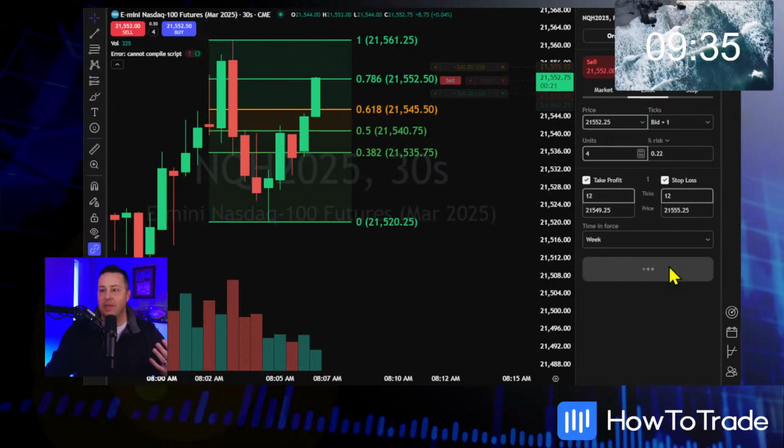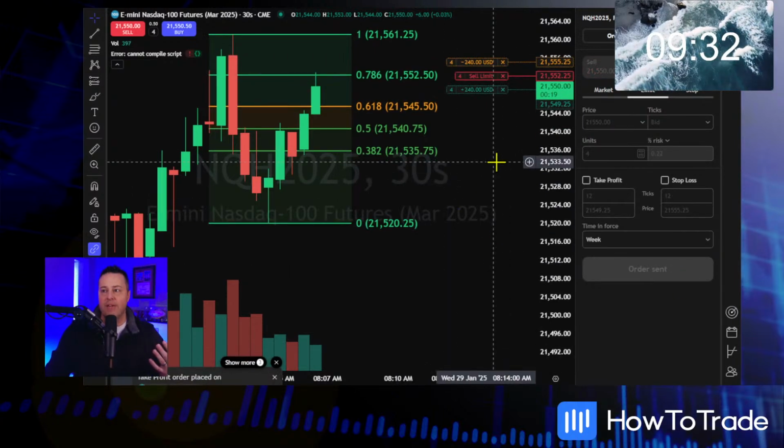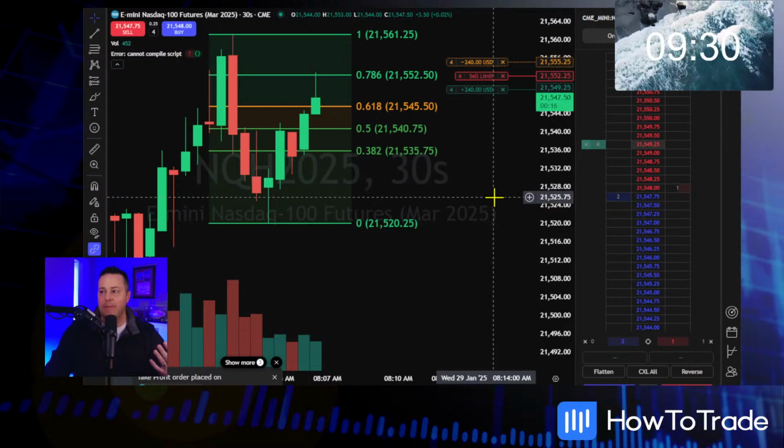52.25 sell limit. Okay, there's our sell. All right, we're officially short. We've got a 12 to 12 profit matrix. Are we going to have an opportunity potentially to get our profit target?